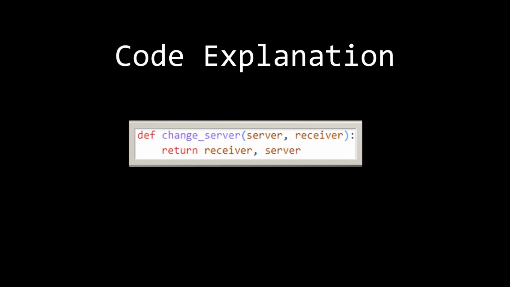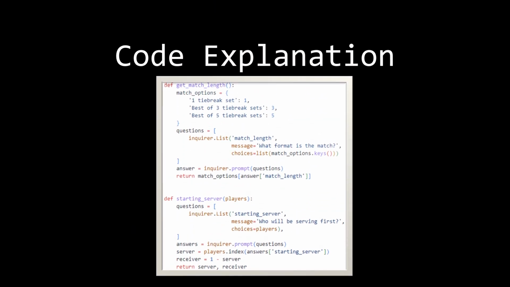The changeServer function takes as arguments server and receiver and returns them in reverse order. This is used throughout the program to change who is serving. The getMatchLength function provides users with three options to choose from. This utilizes the inquirer library so that the user has to only press enter on the option they've highlighted instead of typing options in manually. Additionally, the startingServer function takes as argument players, the list, and will provide the user with an option to choose which of the two players will be serving first.